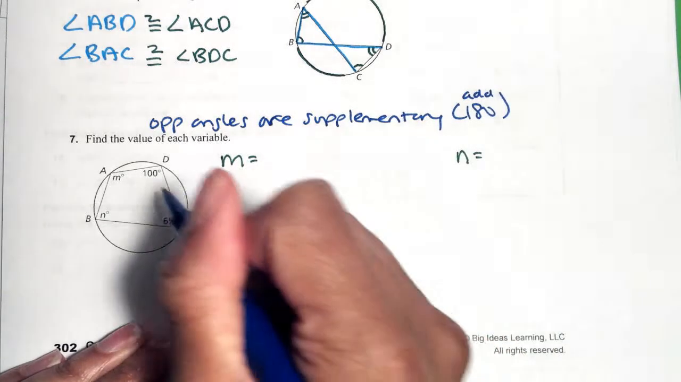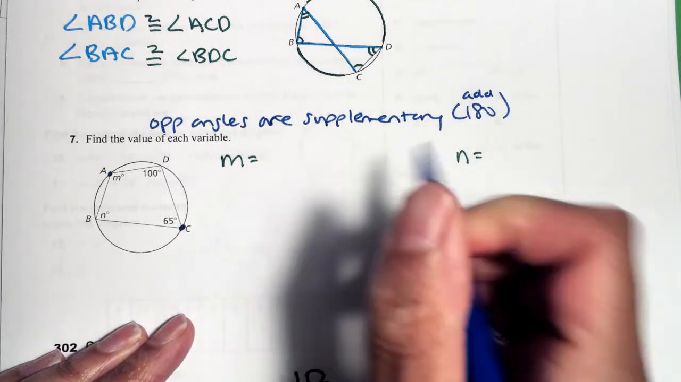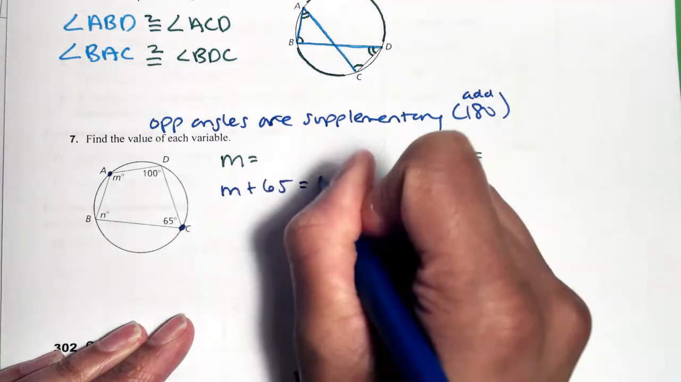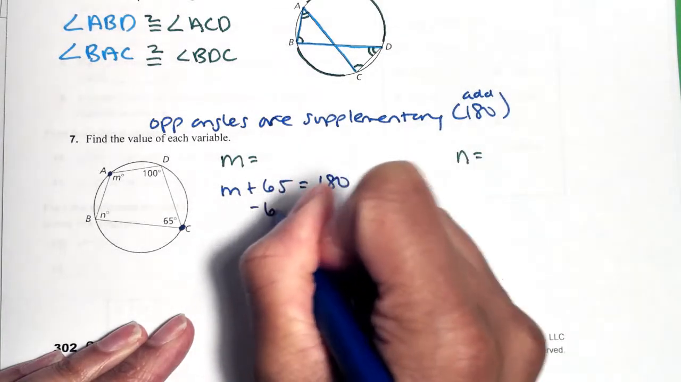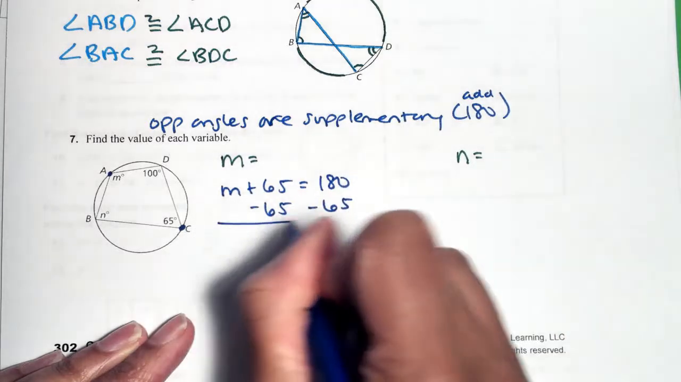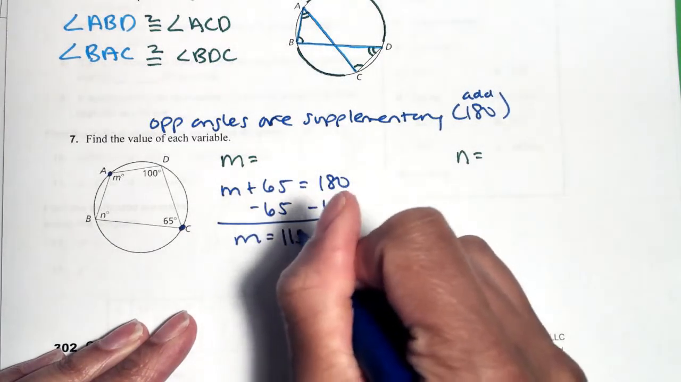In this case, what is opposite of angle A is angle C. So I know if I have M plus 65, it should give me 180. So subtract 65 from both sides, and M equals 115 degrees.